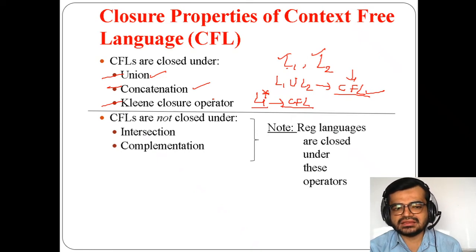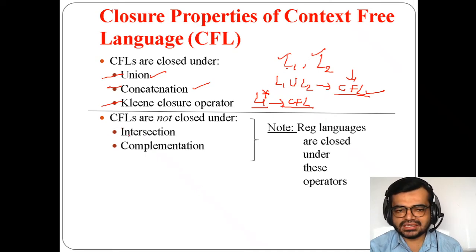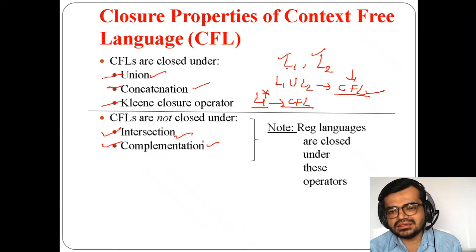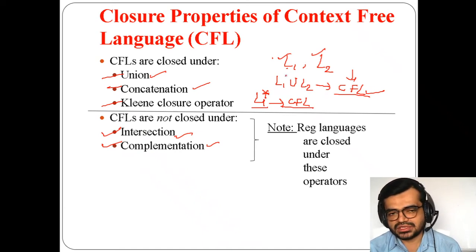Now in the second part, there are two properties, intersection and complementation, under which context free languages are not closed. What do you mean by this? It means that if I take two separate languages, let us take L1 and L2 as context free languages, and perform intersection on L1 and L2, then the result may or may not be a context free language.